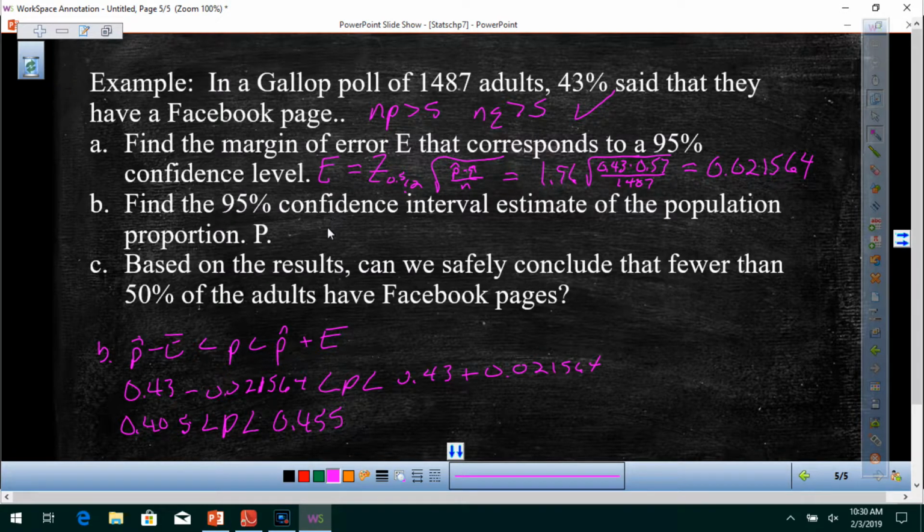Okay, so there's our 0.405 is less than P is less than 0.455. Okay, so what are we trying to say here? We're saying, in theory, in 95% of such polls, the percentage should differ by no more than 2.5 points.